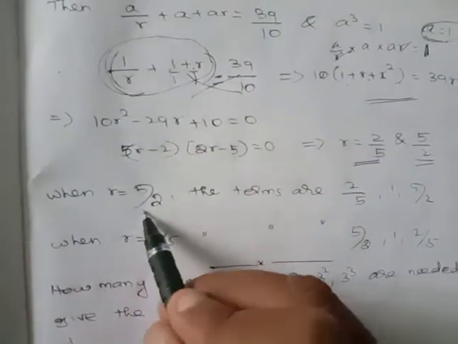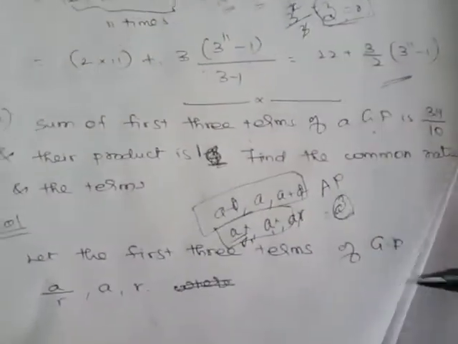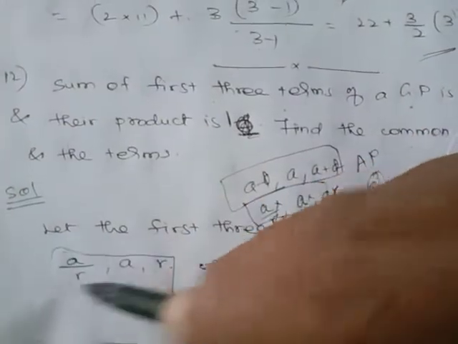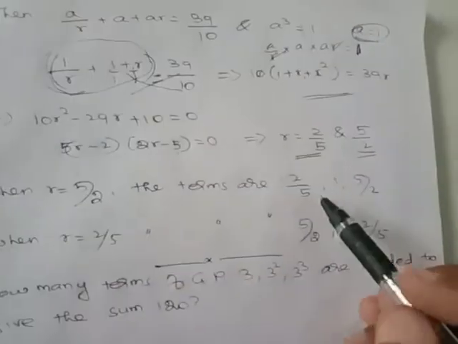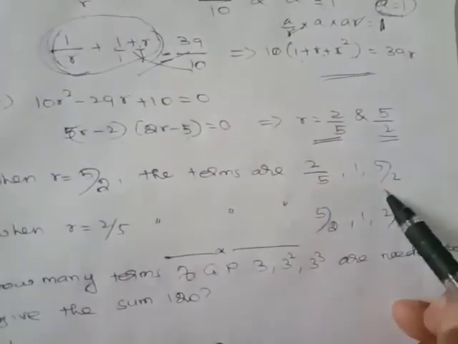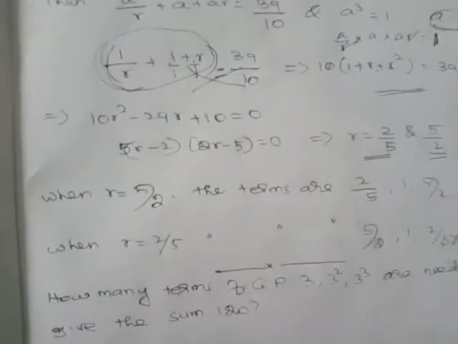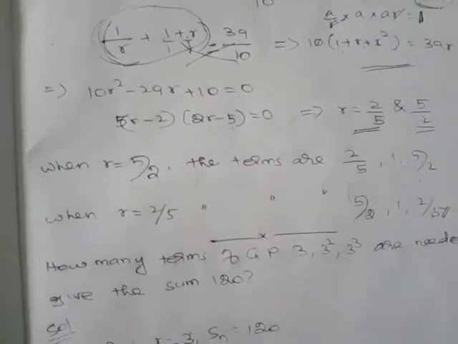When r is equal to 5 by 2, in place of r we have to substitute the corresponding values, and these three terms of the GP can be calculated as 2 by 5, 1, 5 by 2. When the r value is equal to 2 by 5, we are getting this GP. I hope you can understand this problem. Now we move on to the next question.